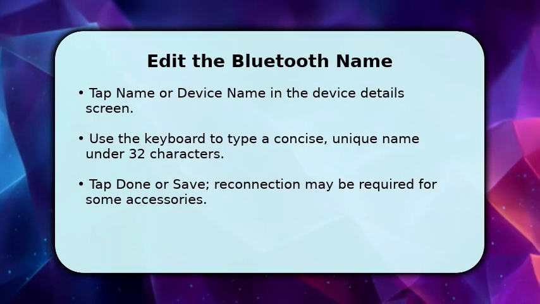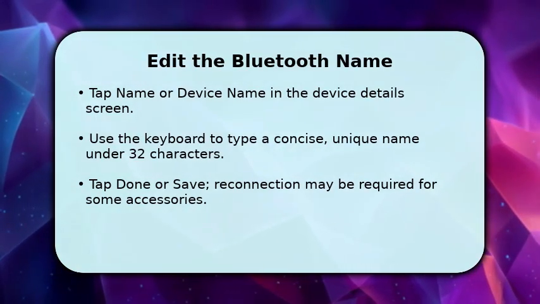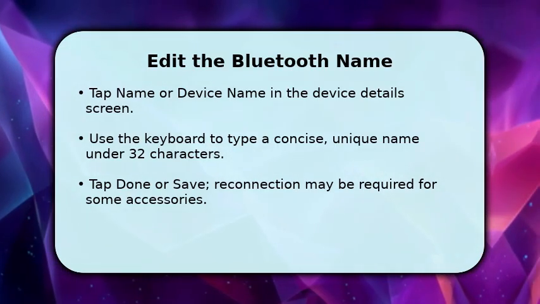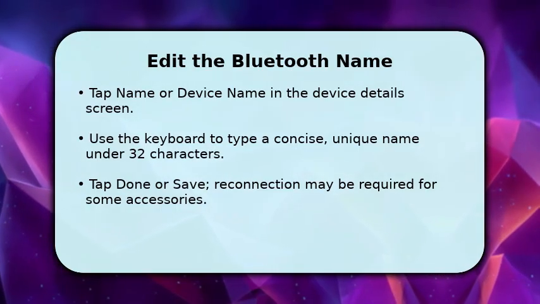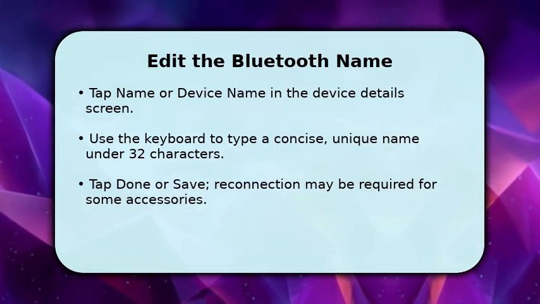Now you edit the name. Tap the name or device name line to open the keyboard. You should enter a short, unique label so you can identify the item quickly in lists. Shorter names avoid truncation. Make sure to avoid special characters that some accessories may reject. After typing, tap Done or Save to commit the change.